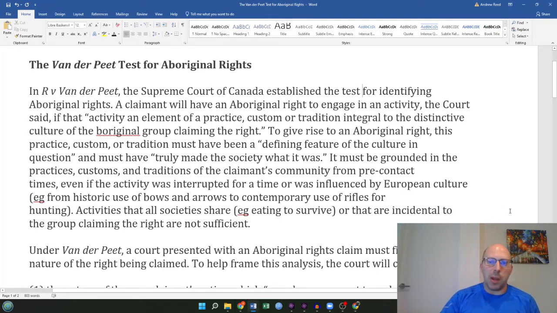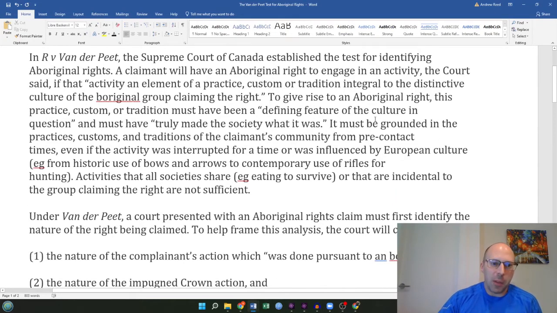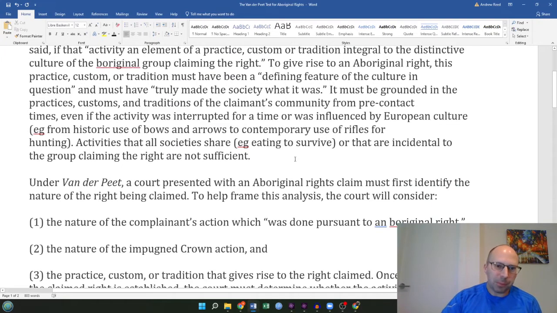So to give rise to an Aboriginal right, this custom or tradition must have been a defining feature of the culture in question and must have truly made the society what it was. It must be grounded in the practices, customs, and traditions of the claimant's community from pre-contact times, even if the activity was interrupted for a time or was influenced by European culture. Activities that all societies share or that are incidental to the group claiming the right are not sufficient.